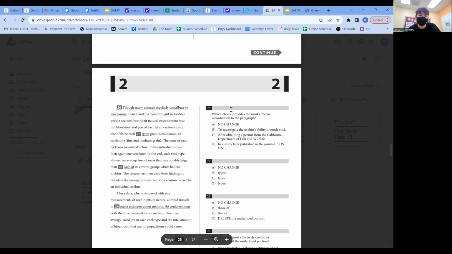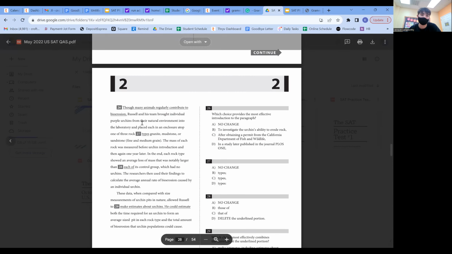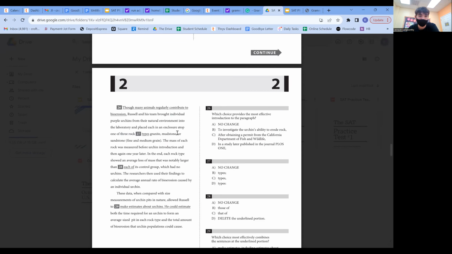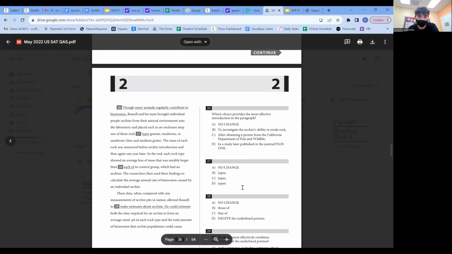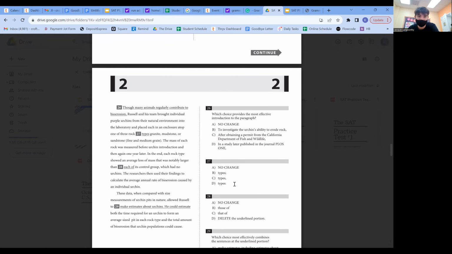Though many animals regularly contribute to bioerosion, which choice provides the most effective introduction to the paragraph? It's going to be B, because right after that it describes what they did with urchins, so they're obviously researching the urchins. One of 3 rock types: granite, mudstone, or sandstone. 27 is going to be D, because it begins a list.